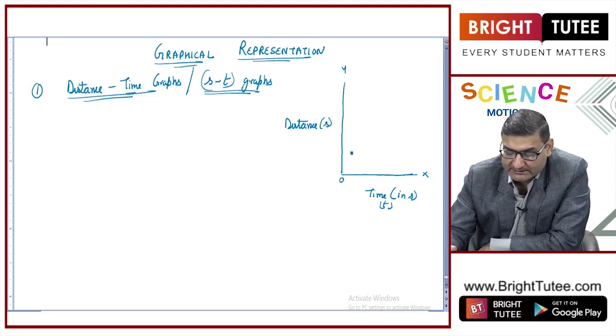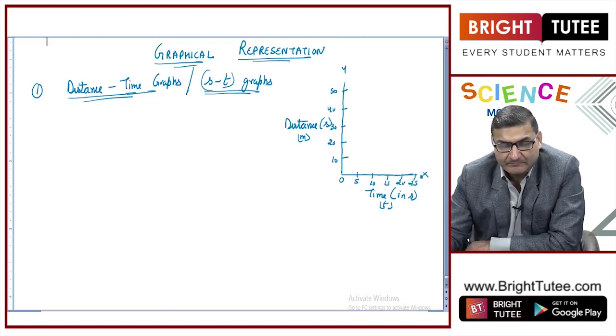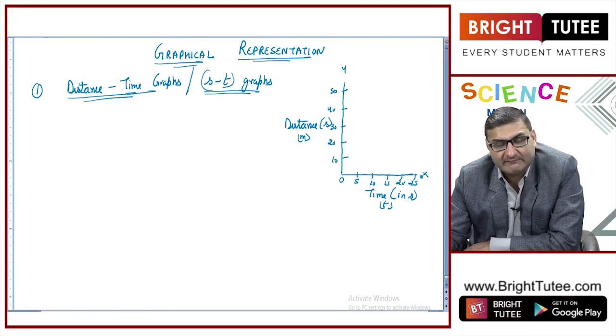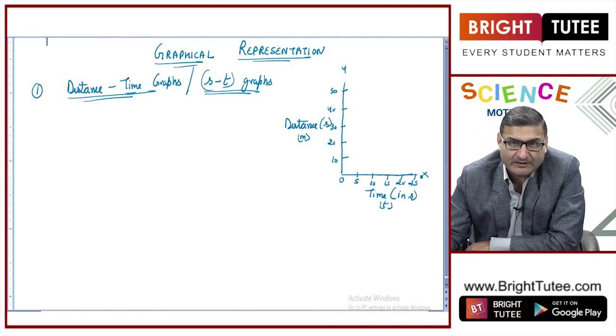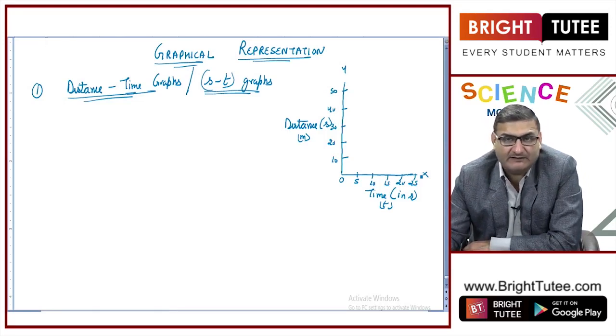When we are talking about distance, let us say the distance is in meters, time is in seconds. 10 meters, I will take 20 meters, I will take 30 meters, I will take 40 meters, I will take 50 meters. Time I will take to be 5 seconds, 10 seconds, 15 seconds, 20 seconds and 25 seconds. We will be given a few informative data, that is a body travels this much distance in this much time. Accordingly, we will plot a graph, right. So, this will be our distance time graph that we will be plotting.